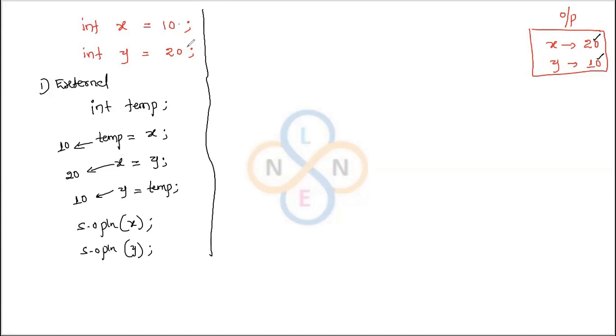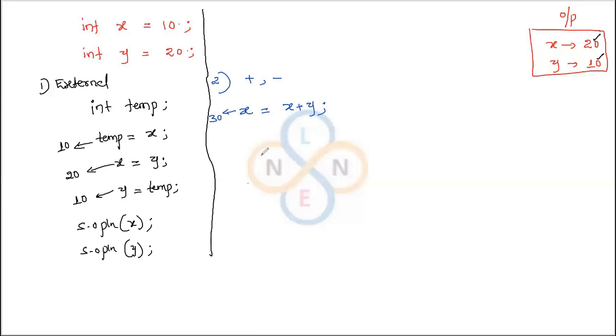Again, same x is 10, y is 20. So in the second approach, let us understand this one by using addition and subtraction. How do we do this? So after having this x and y value, we can add these two values, x plus y, and you can assign to any one of the variables. I am using x variable. X plus y is how much? 10 plus 20. So finally in this x variable, the result will be 30.